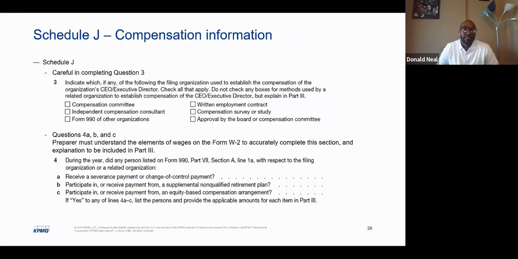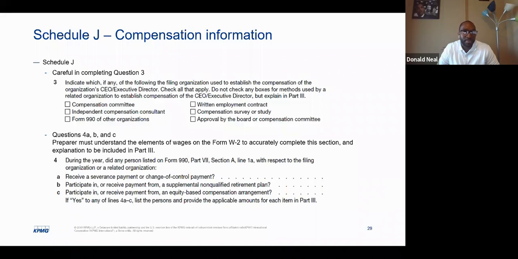Schedule J is compensation information. So typically when you're working through Part 7, Schedule J, you have to fill out if you have someone that's paid more than $150,000. So typically it would be an automatic requirement for you to fill out this particular Schedule J. So if you're looking at Part 7, you have individuals that are making over that, and you come over to this particular section, you would have to fill out, carefully looking at completing question 3 and indicating how you establish the CEO's compensation. Was it the compensation committee? Is there a written contract? And you also can explain it in more detail in Part 3.